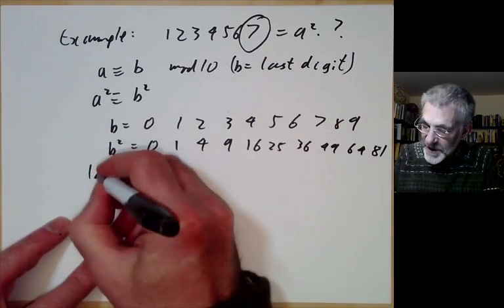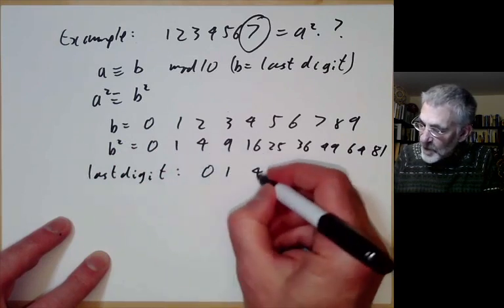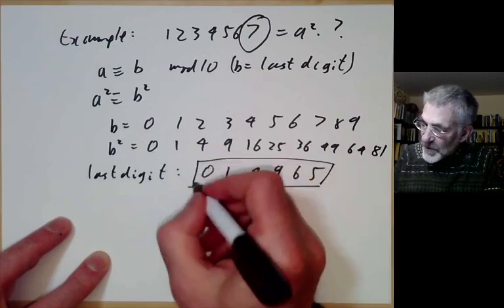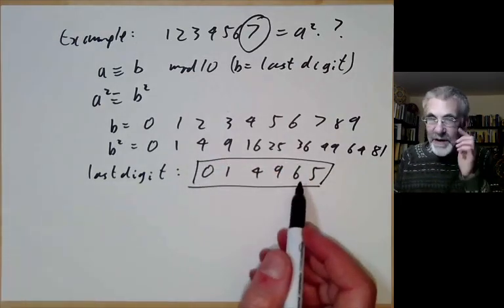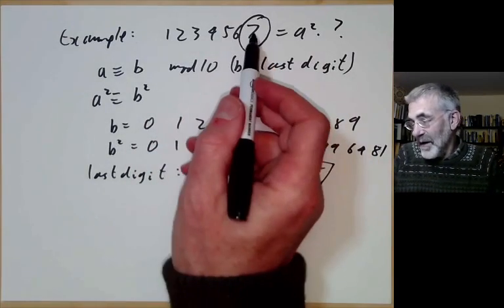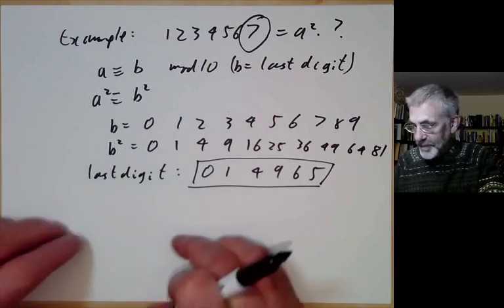So the last digit must be 0, 1, 4, 9, 6, 5. So these are the only possible last digits of square numbers, which you can see by doing them modulo 10. In particular, this number isn't the square of an integer. You can just see it instantly.